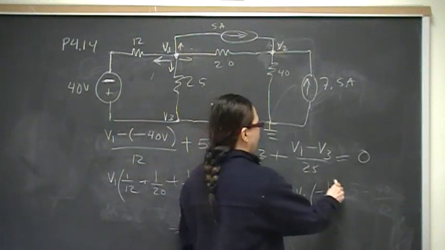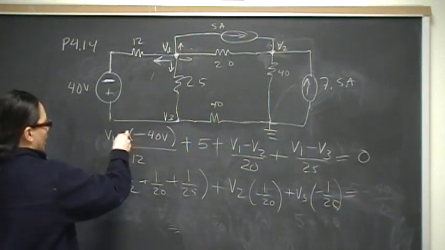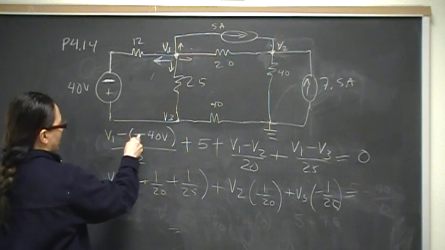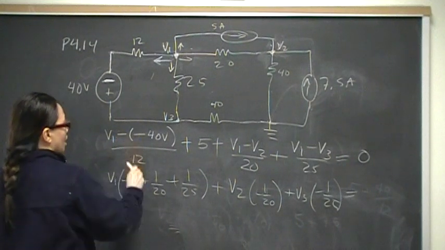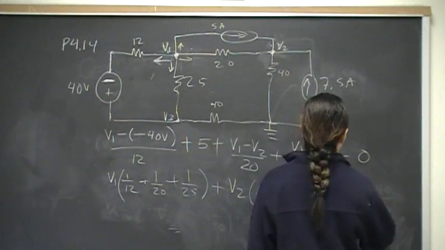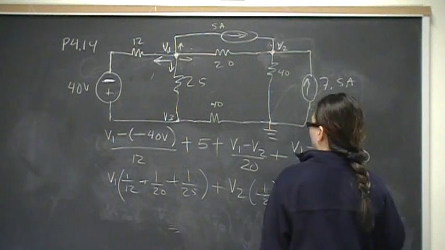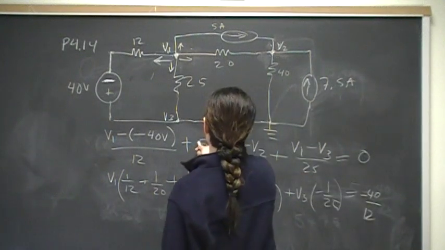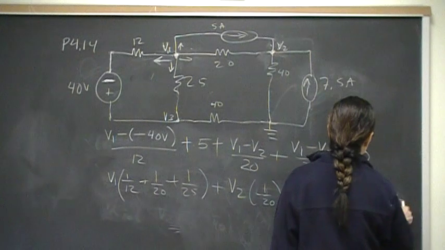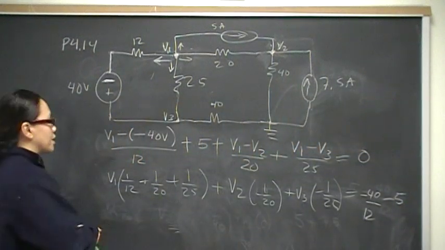And then all of that has to equal, any constant has to be moved to the other side. This is going to be a plus and a negative, and a negative is a positive, but I'm going to move it over to the other side, which makes it a negative again. So I'm going to have negative 40 over 12. And the other constant I have is a plus 5, which is going to become negative 5 when I move it to the other side of the equation. That's my first equation of the three that I need.